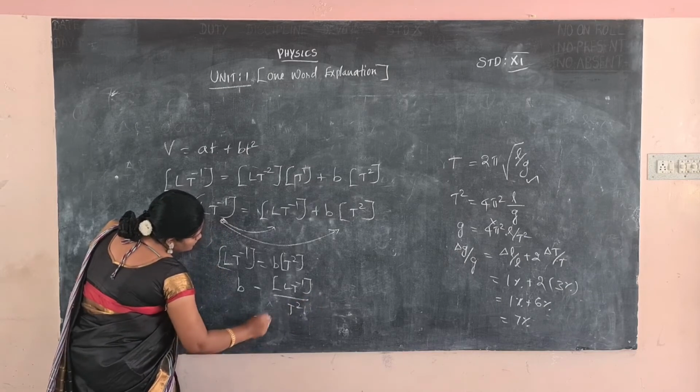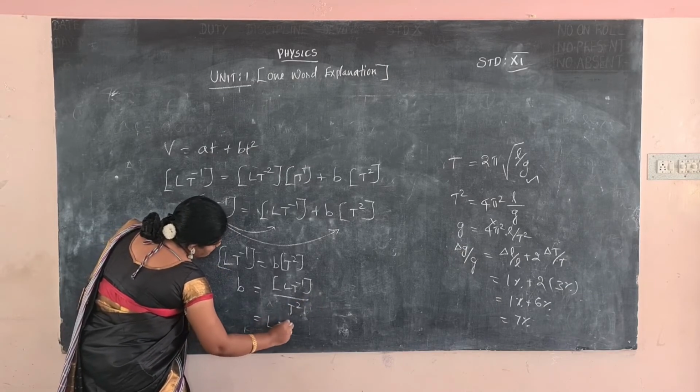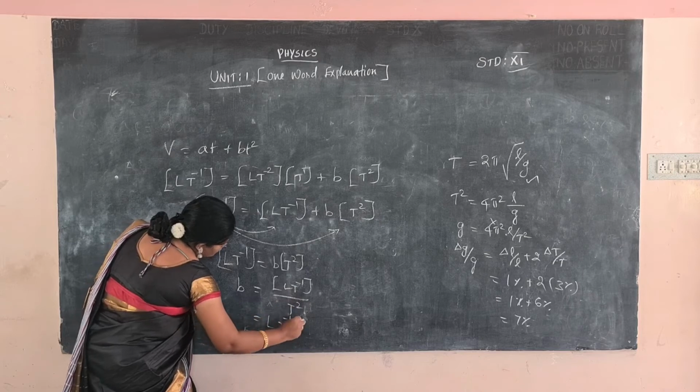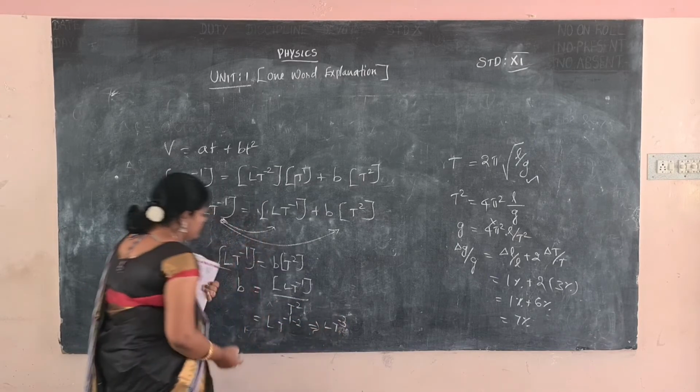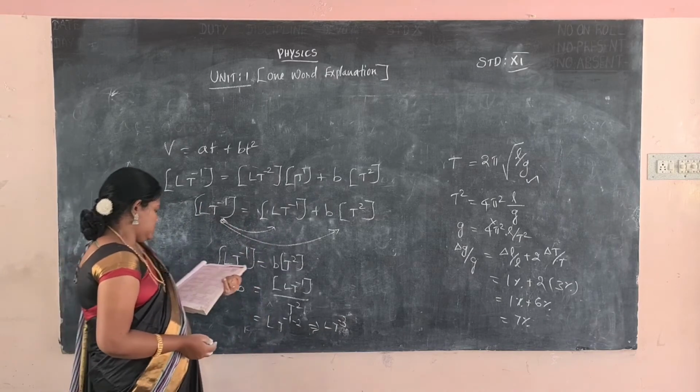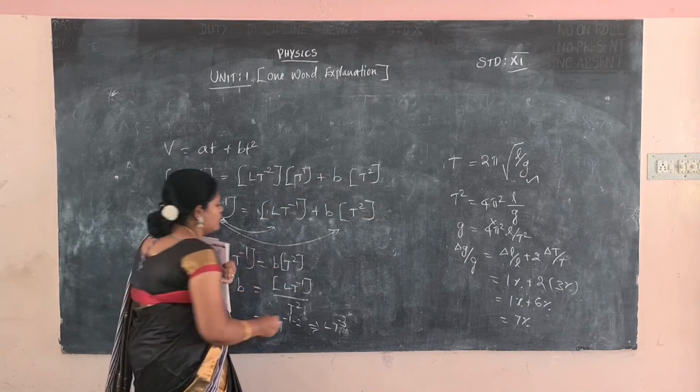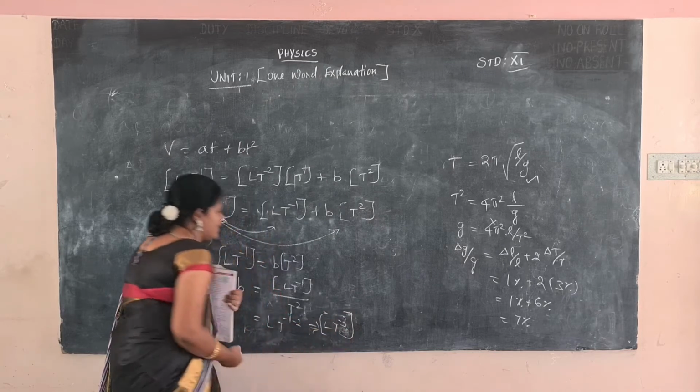So L t power minus 1 minus 2, that is minus 3. So the answer is L t power minus 3. L t power minus 3, option D. How will you calculate it?